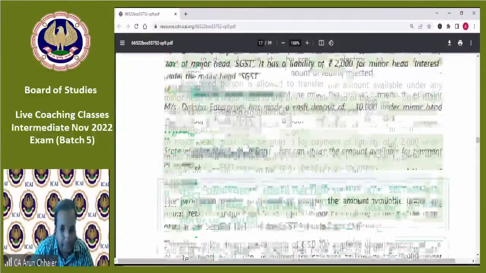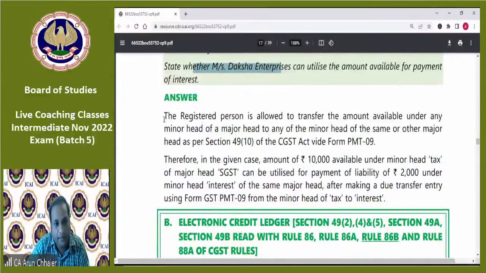The registered person is allowed to transfer the amount available under any minor head of a major head to any of the minor heads of the same or other major head according to section 49 subsection 10 vide form PMT09. Therefore, in the given case, the amount of 10,000 available under tax can be utilized for payment of the liability of 2,000 under interest after making the transfer from PMT09.